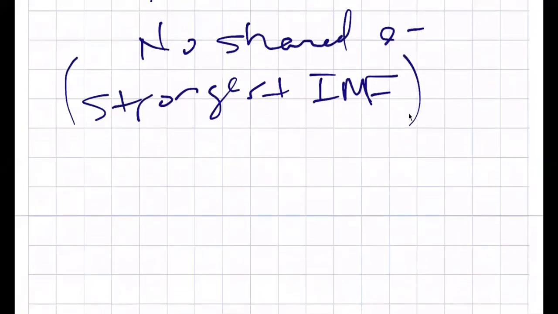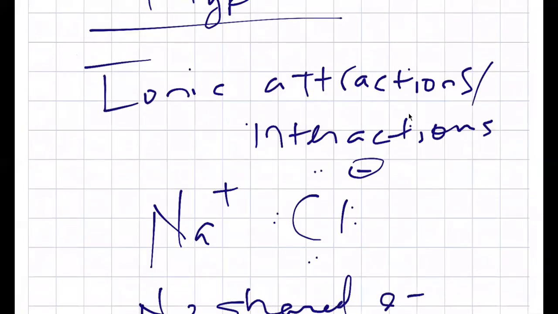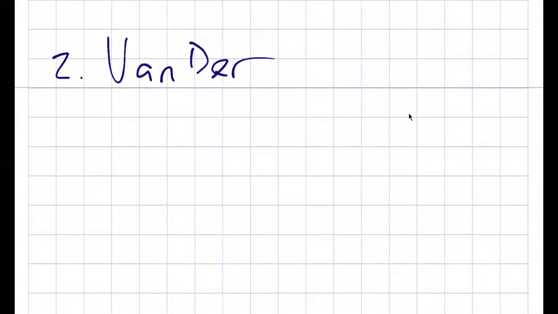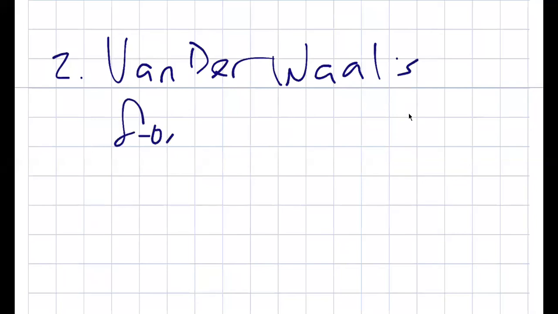So you got ionic attractions, and then the other three are specific to covalently bound molecules. You have what's called van der Waals. How many of you have heard of this before in GChem? I have. All right, cool. Sometimes you'll hear van der Waals forces called London forces.